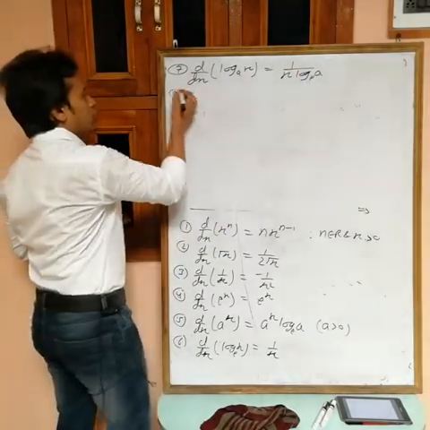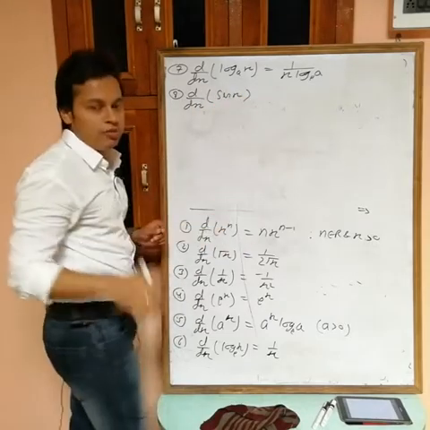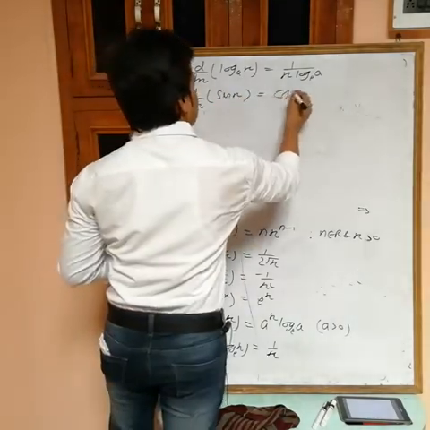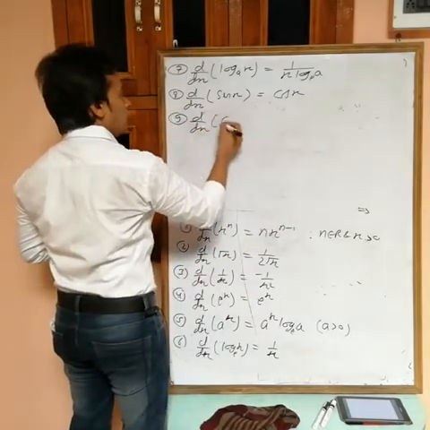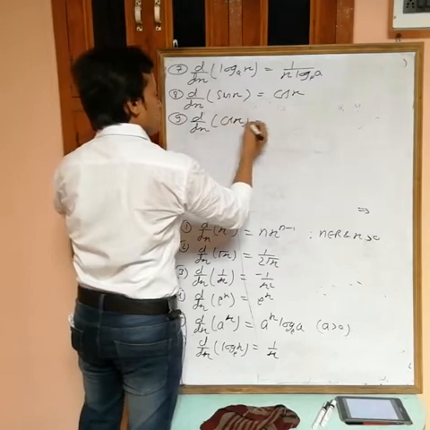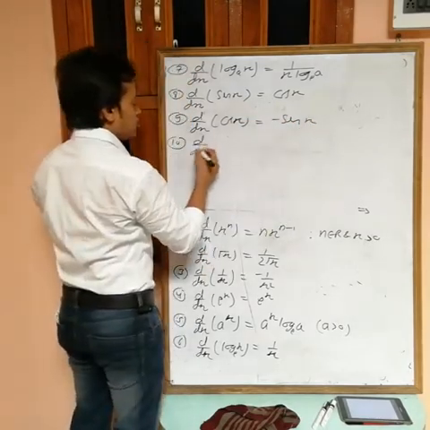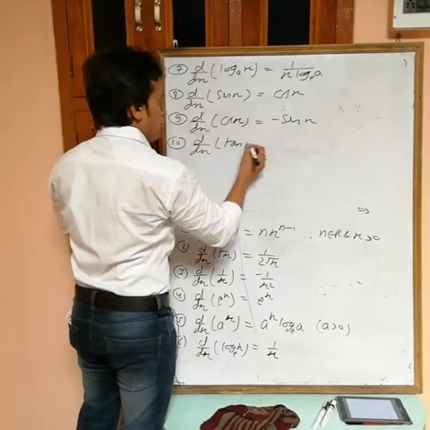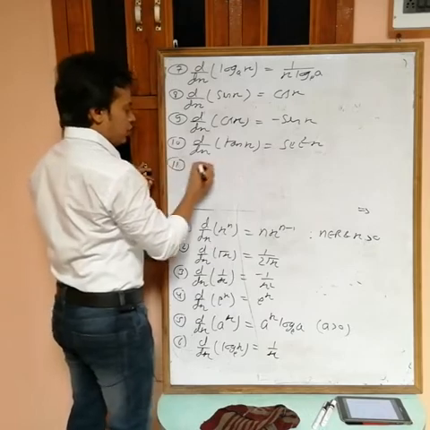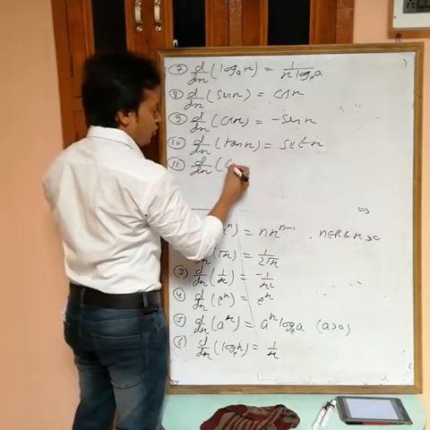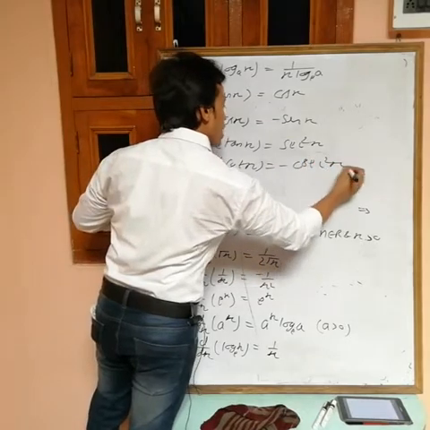Okay. 8th one, d by dx of sin x. Now differentiation of trigonometric functions. Differentiation of sin x is cos x. 9th one, d by dx of cos x. Differentiation of cos x is minus sin x, we all know. 10th one, d by dx of tan x. Differentiation of tan x is sec square x. 11th, d by dx of cot x. Differentiation of cot x is minus cosec square x.